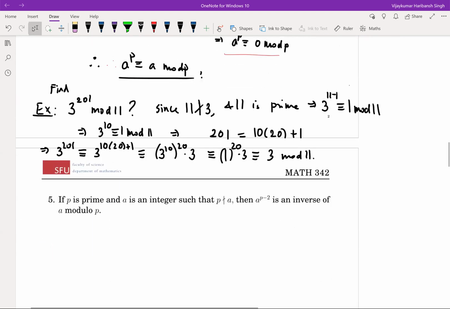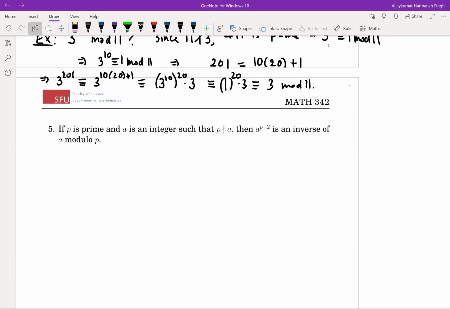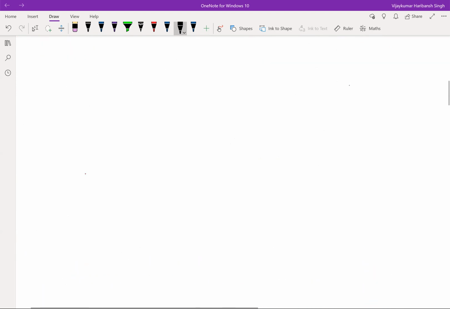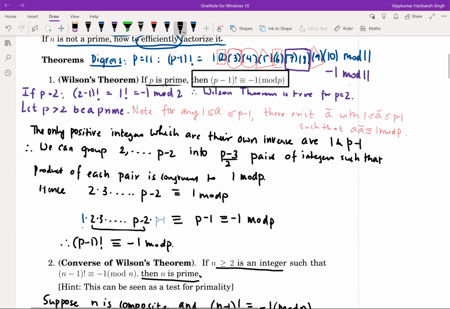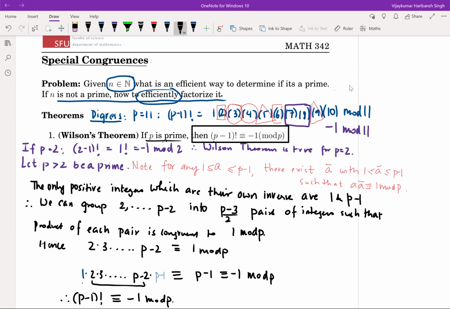Now, if p is a prime and a is an integer such that p does not divide a, then a to the power p minus 2 is the inverse of a mod p. Now appreciate this result. Why do we need to appreciate it? If you go back here, we paired the integers with their inverses. But the pairing was in some sense ad hoc, really.